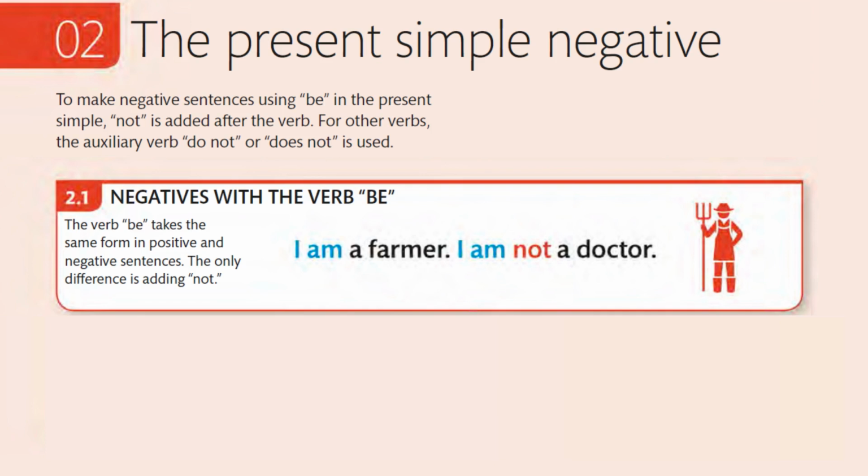Negatives with the verb be. The verb be takes the same form in positive and negative sentences. The only difference is adding not. I am a farmer. I am not a doctor.